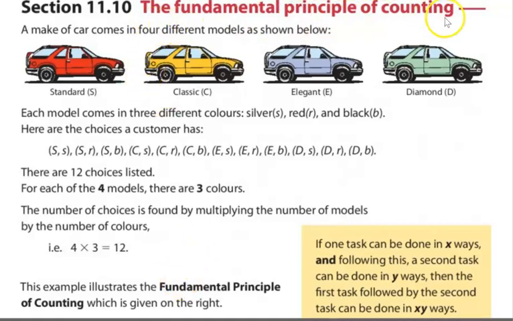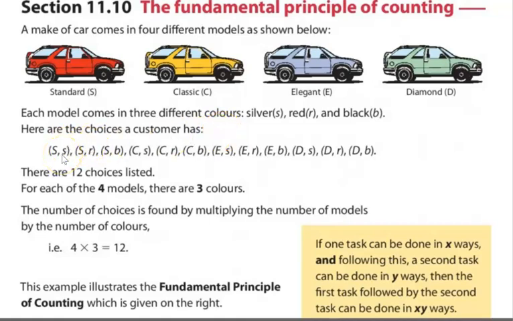The fundamental principle of counting. The make of car comes in 4 different models as shown below. So we've got standard S, classic C, elegant E, and diamond D. Each model comes in 3 different colors: silver S, red R, or black B. Here are the choices a customer has.